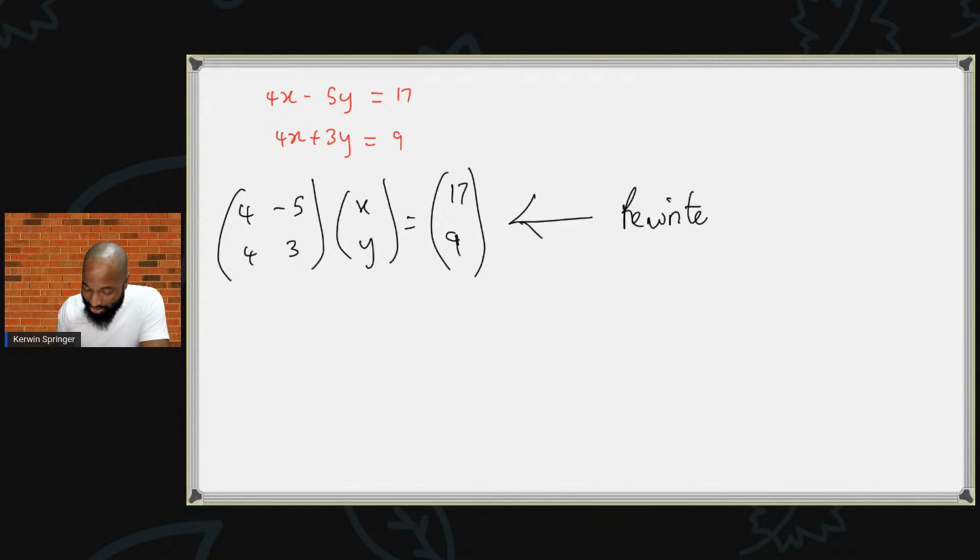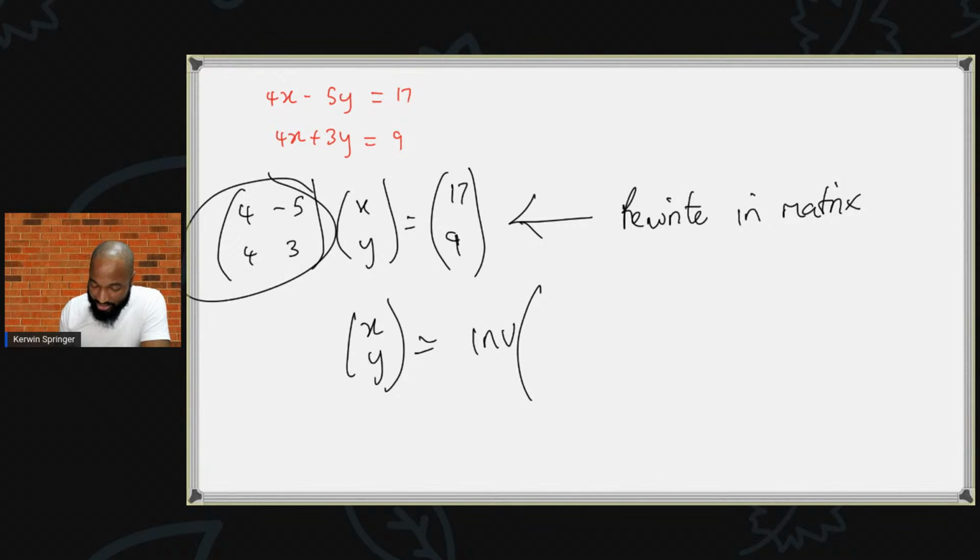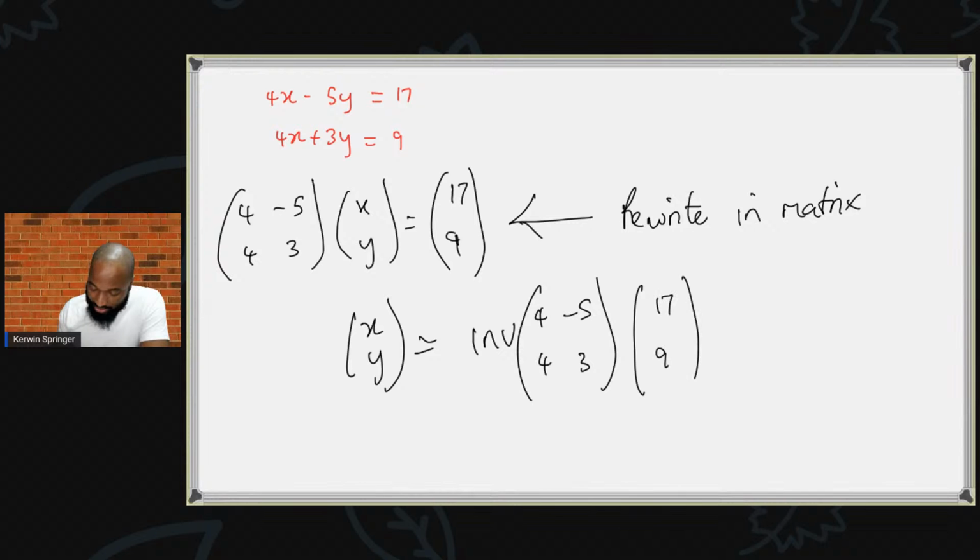Sometimes I fight with it, but rewrite it in matrix form. The whole aim is that you want to bring this across and use the inverse of this, because in matrices, when you bring something over, you just get the inverse matrix, right? So the inverse of that multiplied. That's the idea.